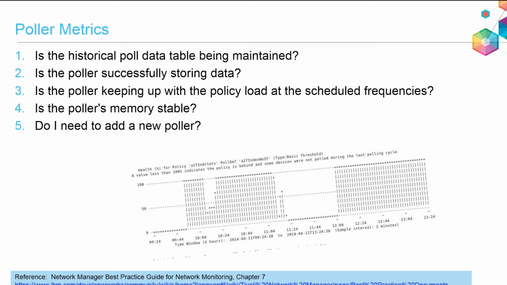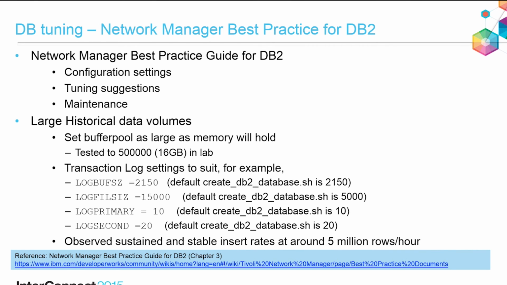Okay, next slide, please. So this slide is basically a plug for the best practice guide for Network Manager relating to the database, DB2 in particular. It covers configuration settings, tuning suggestions, and also maintenance. Most of the default configuration settings for DB2 are usually okay, but as you're making more and more use of it, of course, you might want to change those. But it gives you an idea of some best practice settings and tuning suggestions.